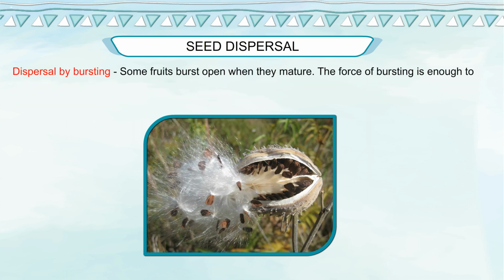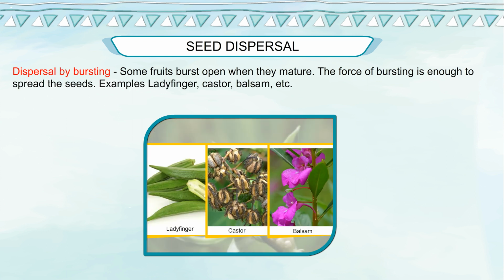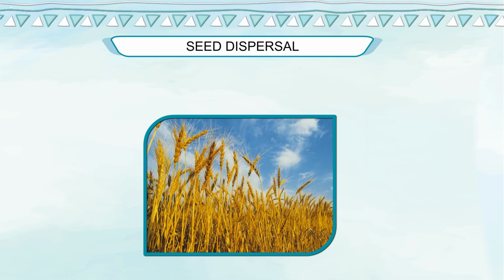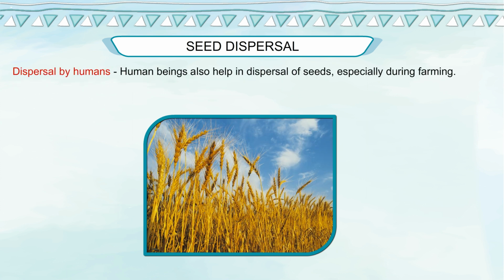Dispersal by bursting. Some fruits burst open when they mature. The force of bursting is enough to spread the seeds. Examples: ladyfinger, castor, balsam, etc. Dispersal by humans. Human beings also help in dispersal of seeds, especially during farming.